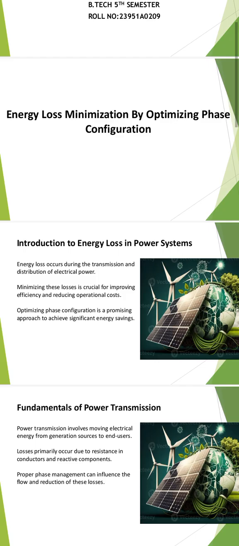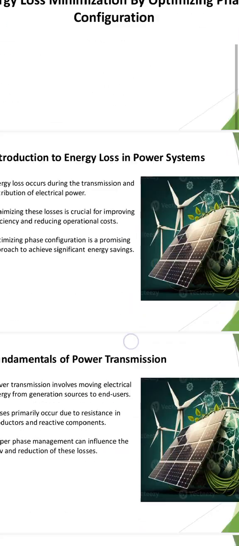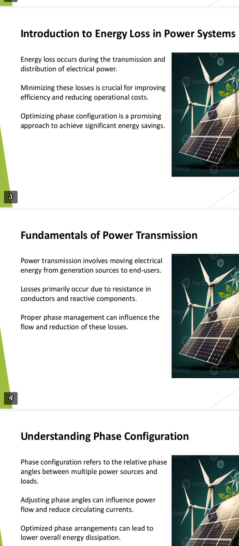Fundamentals of power transmission. Power transmission involves moving electrical energy from generation source to end users. Losses primarily occur due to resistance in conductors and reactive components. Proper phase management can influence the flow and reduction of these losses.